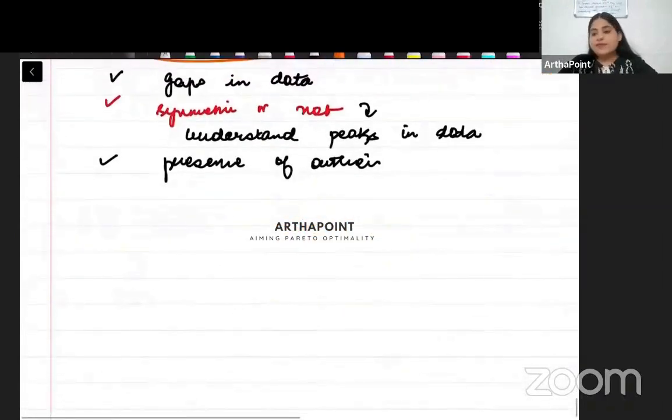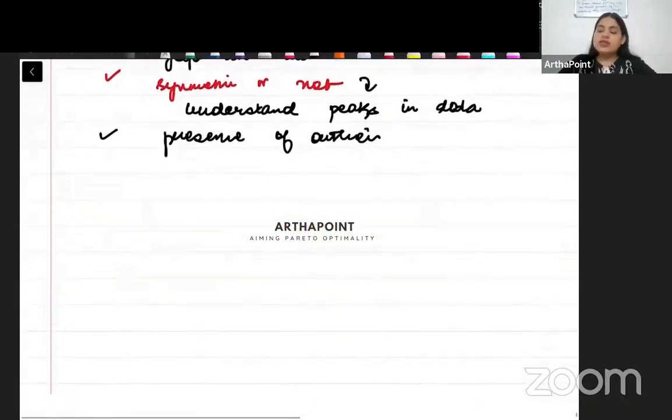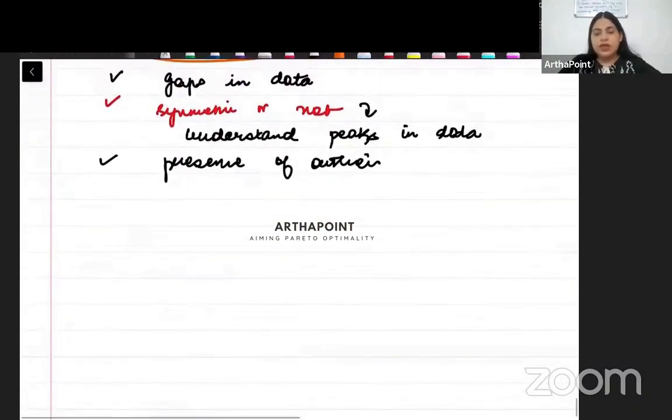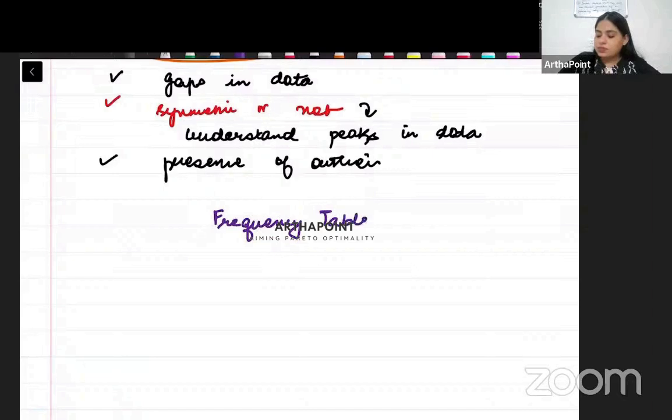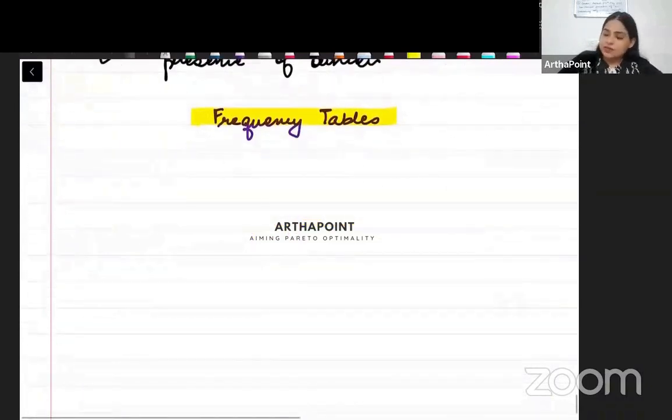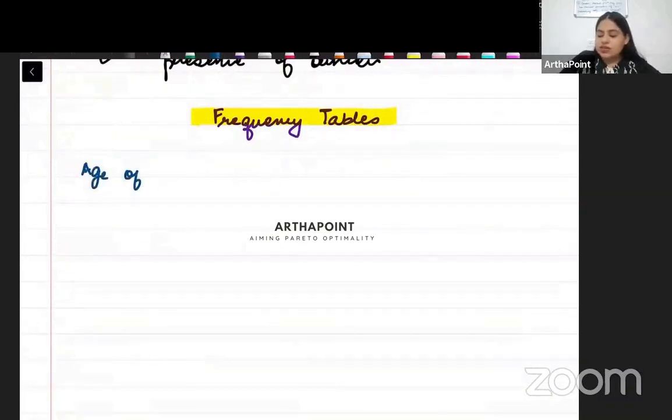Okay, so that's the first technique, which is known as stem and leaf. Let us go to the second technique, beta. And the second technique is called as frequency tables. So let's take some data set. Let's say I have age of students given to me.